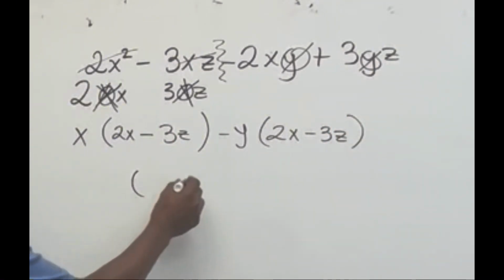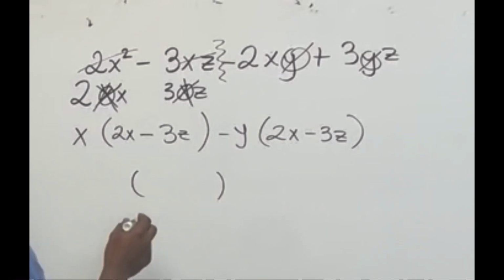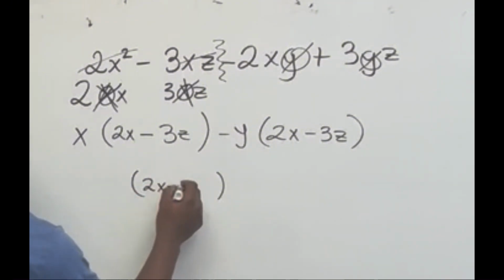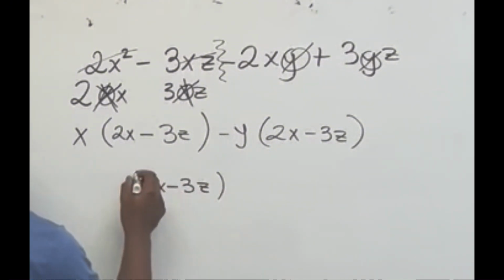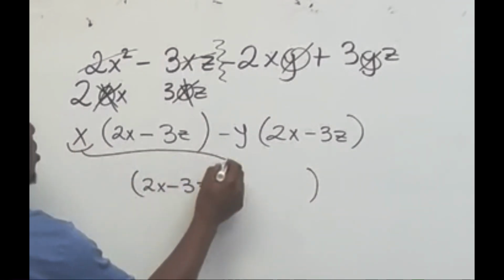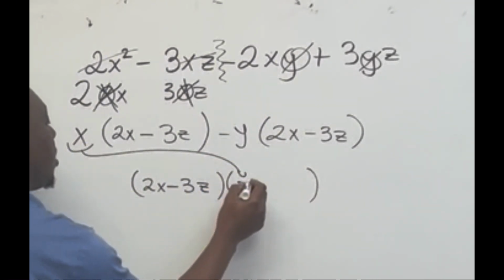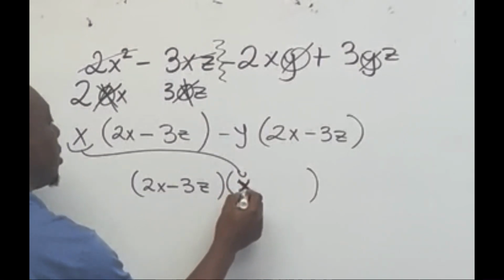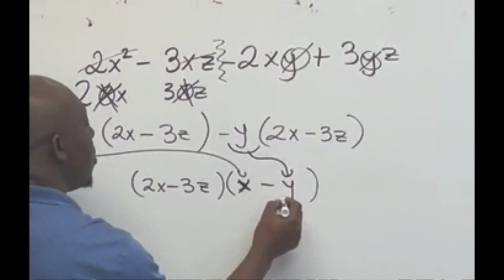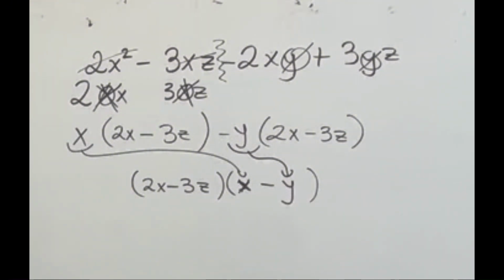So what is my final answer? Final answer is copy and paste. 2x minus 3z. Parentheses. This one goes there. Minus X minus y. And that's it.